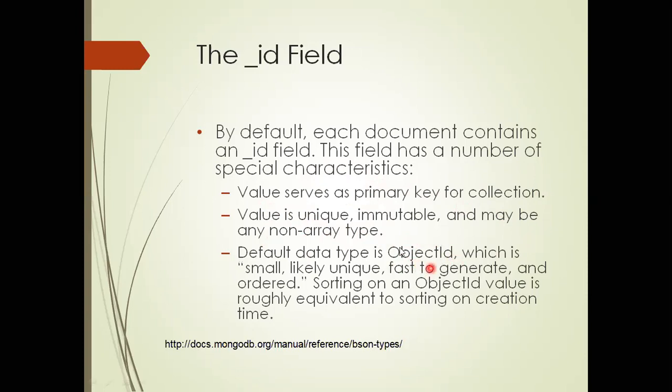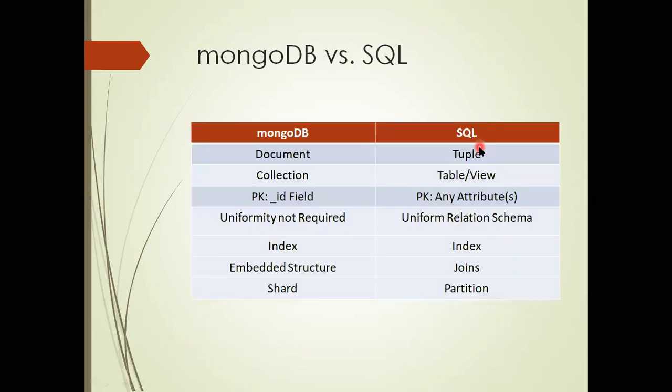The default data type is basically object ID, which is small in size. It is likely unique, fast to generate, and it is ordered. Suppose we have a collection named collection 1, and in that collection we are creating 10 documents. Then all those 10 documents will have different document IDs, and they will be in a particular sequence, like 1, 2, 3, 4, 5, 6, and so on. So we say they are ordered. Sorting on an object ID value is roughly equivalent to sorting on creation time also.